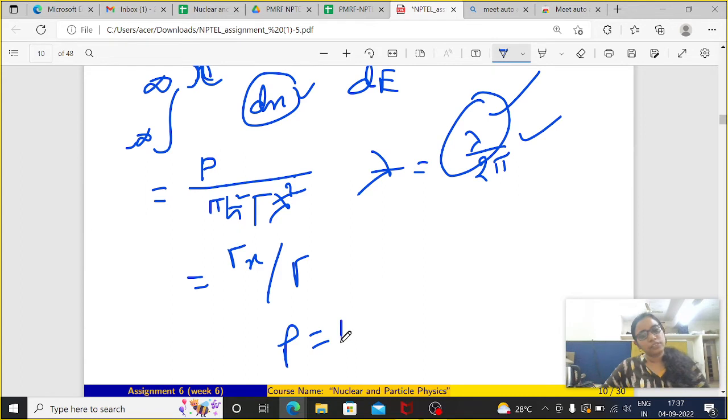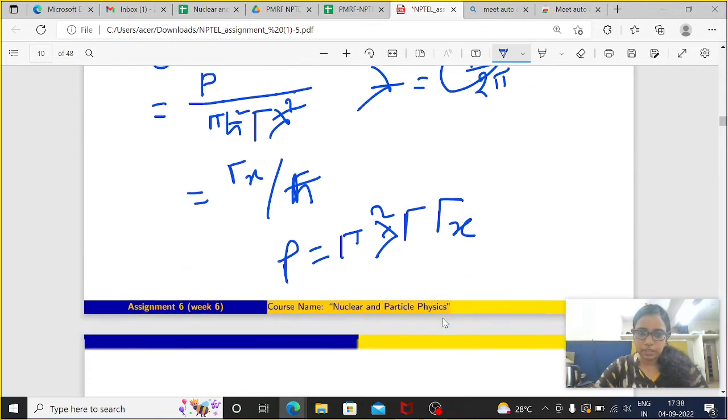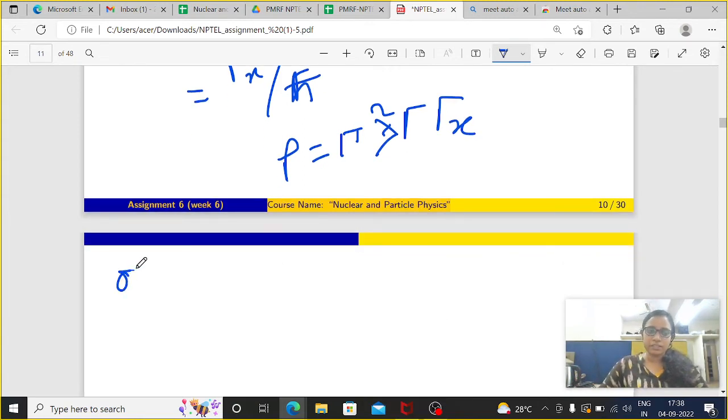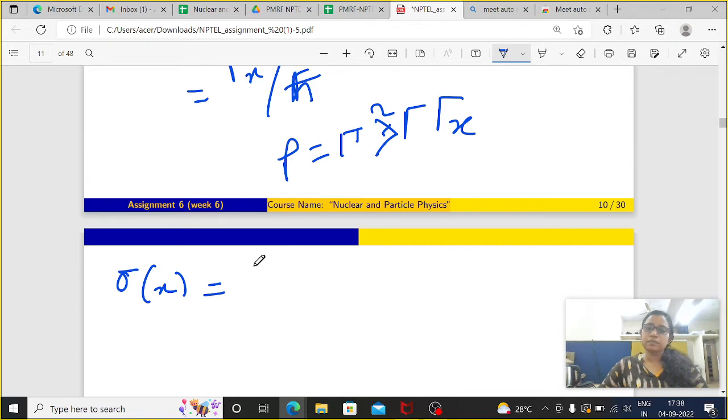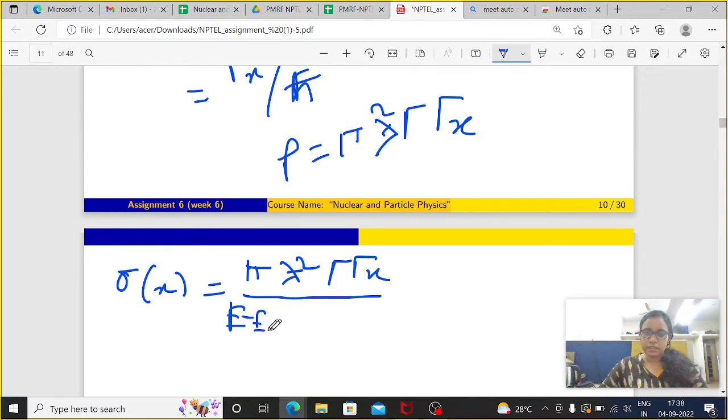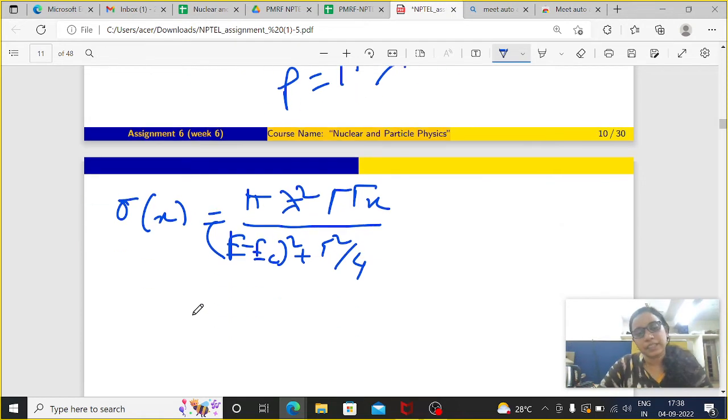Then capital P value, if I calculate all the things, is gamma x by h bar, so it is lambda bar square gamma x. So this type of thing will be there. Now we can have the expression of sigma x. As I already told you, we have found the P value here. Then sigma x is lambda square gamma x divided by (E minus Ec) whole square plus gamma square by 4. This is the value of sigma x, and this is basically the Breit-Wigner formula.